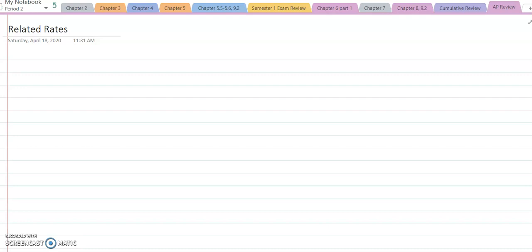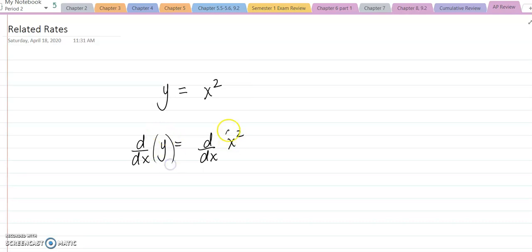Hi Calc AB. This is a video about related rates. So we're going to start with a basic example, y equals x squared. For a lot of the year, we would ask you to take the derivative of y with respect to x, and so we would operate on both sides like this. And we would end up getting dy/dx is equal to 2x.